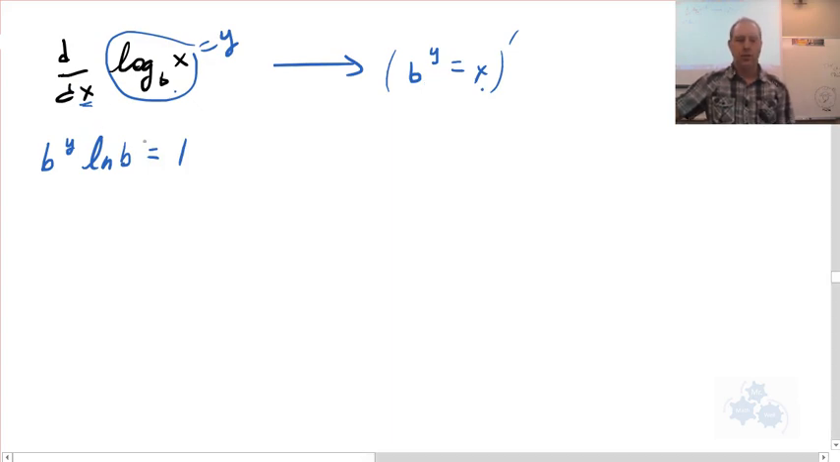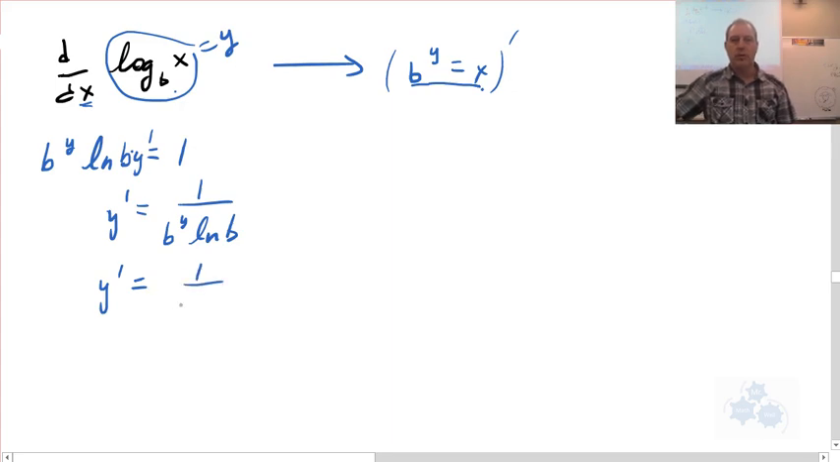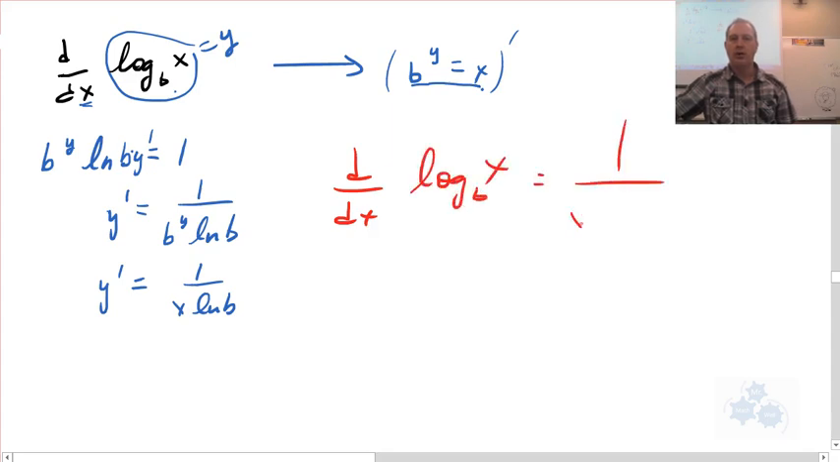So now, what am I missing? I'm missing a chain rule here. So I need to multiply by a y prime there. So y prime is equal to 1 over b to the y ln b. And I go back to right here, and b to the y is actually x. So y prime here is 1 over x ln b. So the answer to this question, what is d dx of log of x base b? Well, it's 1 over x ln b, because this was the y over here.